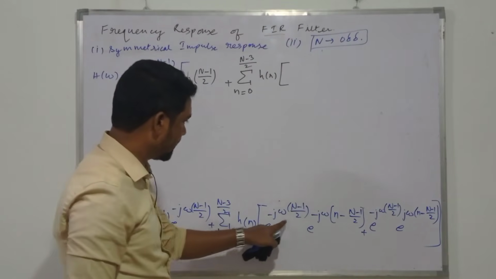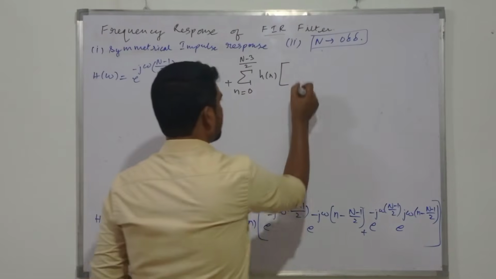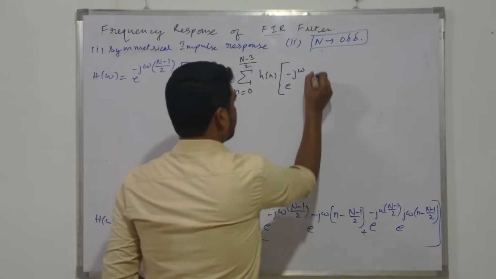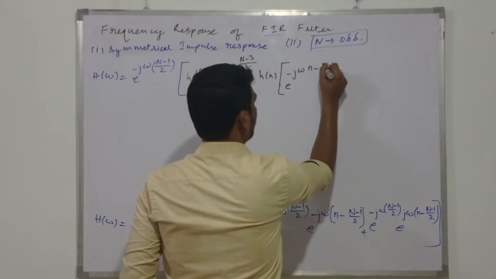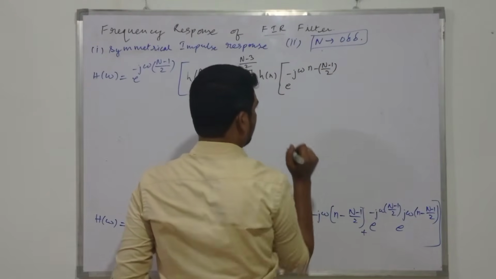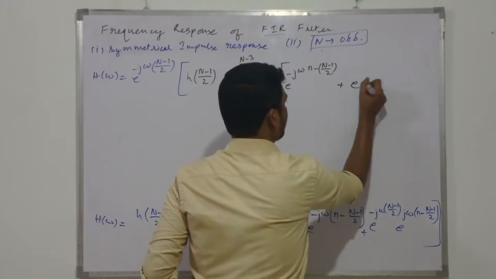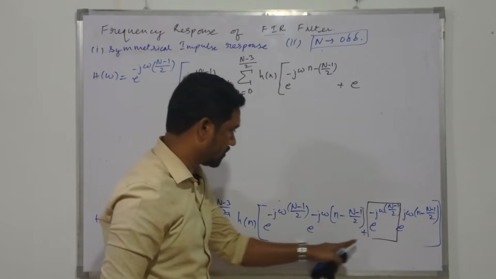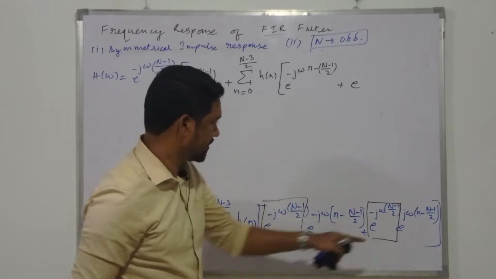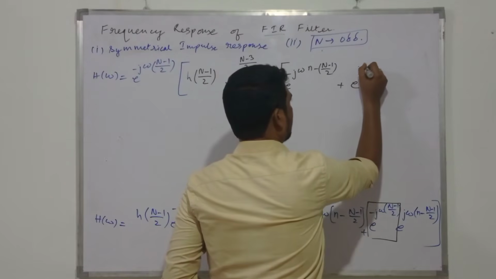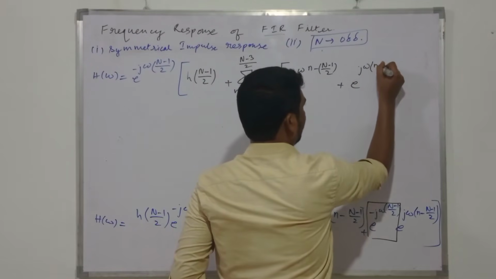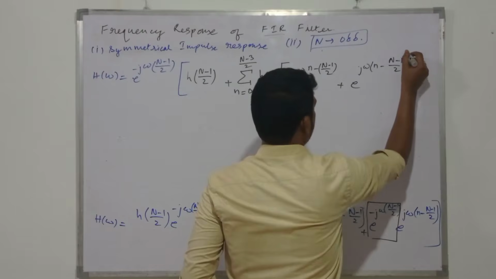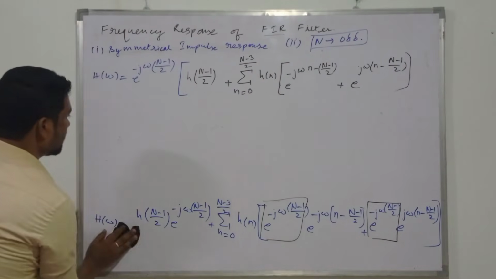e raised to minus j omega (N minus 1)/2 has come out as common. So what do we have? Exponential raised to minus j omega n, what is that? (N minus 1)/2 over here, plus e raised to, this has come out, we took this away as common from all the terms. So we are left with e raised to j omega (N minus 1)/2. So this is the total expression for H of omega.